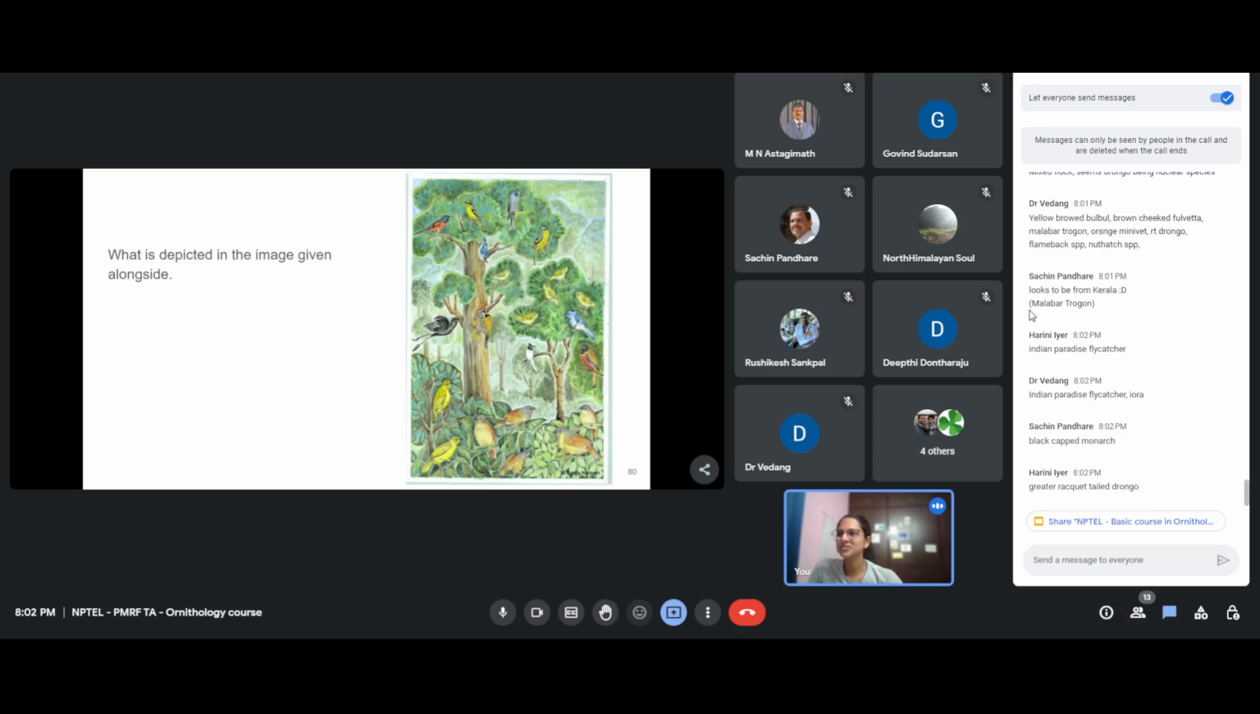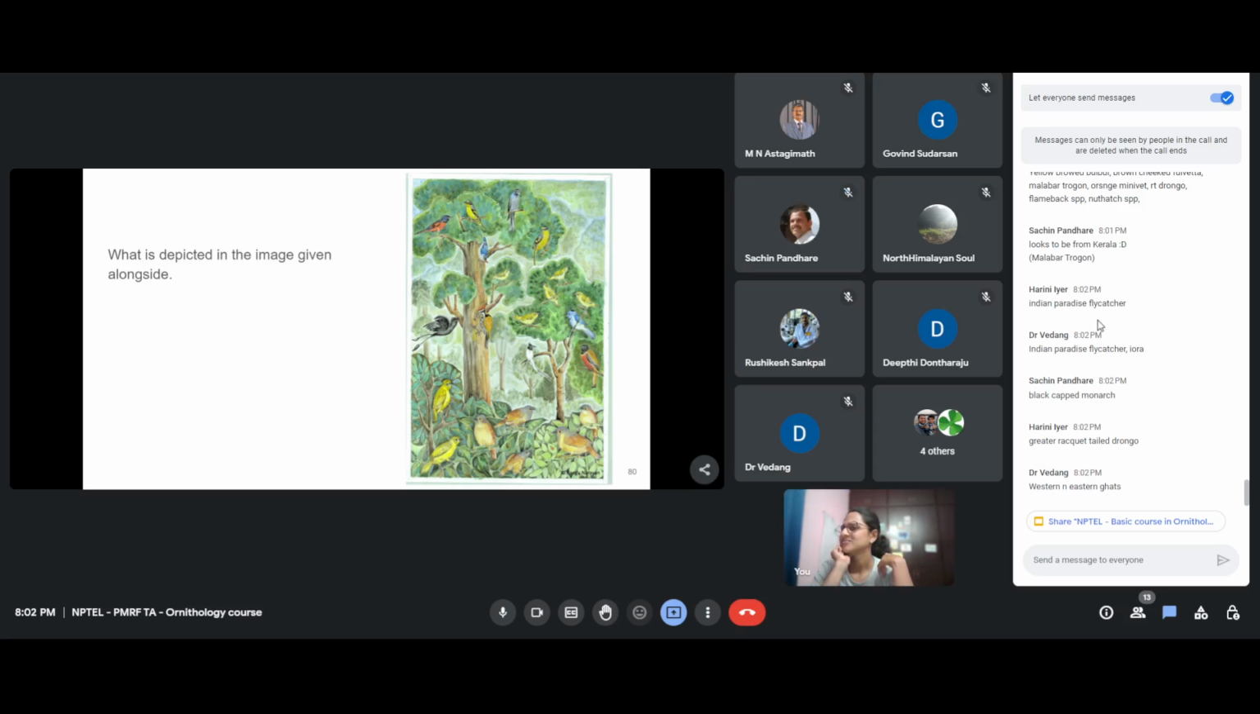Malabar looks to be from Kerala. Actually, you find Malabar trogons even higher up, and also in Karnataka. Higher up meaning where? Oh, Tamil Nadu. Mostly confined, I think, towards that region. I think generally it's the Western Ghats. Yeah, good. Yeah, cool. I think everyone's gotten that correct. Yup, yellow-browed bulbuls.